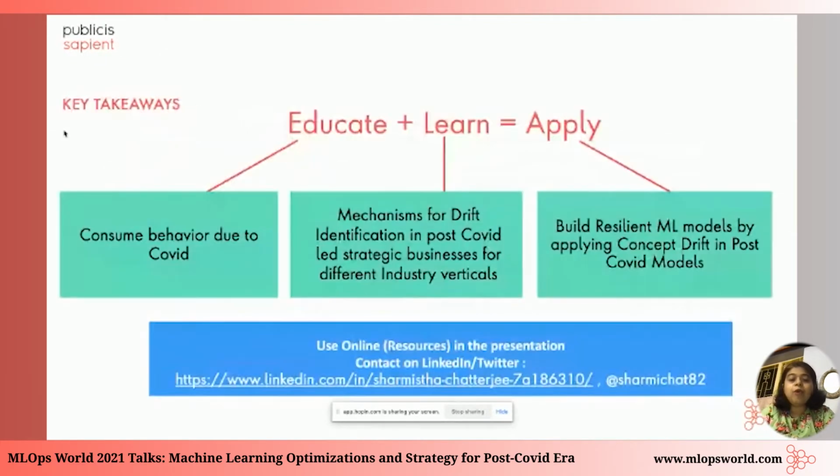Now let's see what are the key takeaways when you go back. How do you apply the learnings that you had today? First of all, you will look around the consumer behavior, how it has changed due to COVID. We'll see some real examples. Then we will learn about how do we detect the drift in post-COVID-led strategic businesses for different industry verticals, be it supply chain, be it automobile. Then the ultimate aim is to go back and build resilient machine learning models by applying concept drift in the models that are very much dynamic in nature.